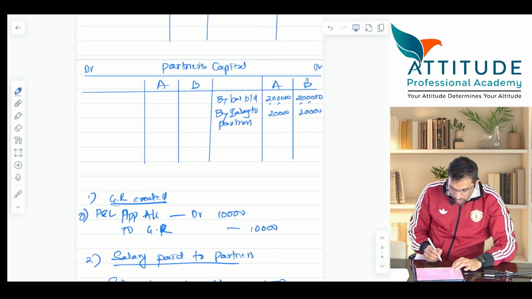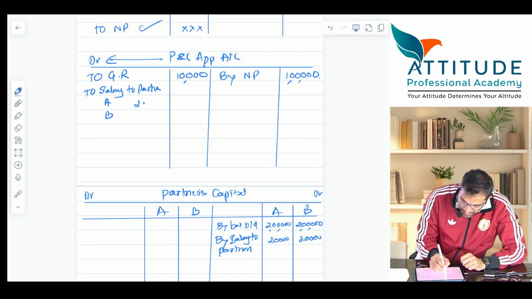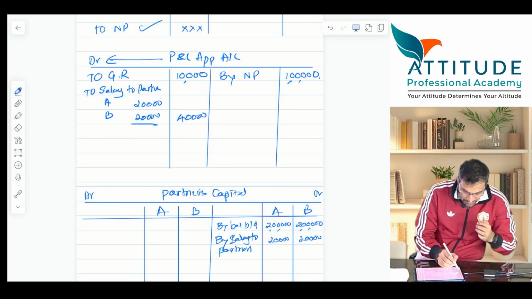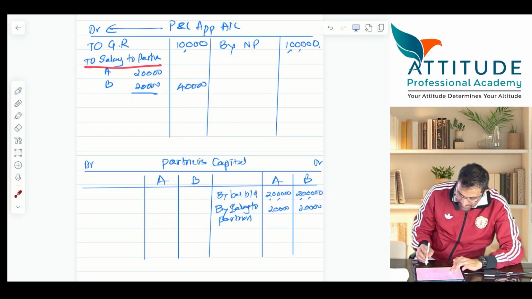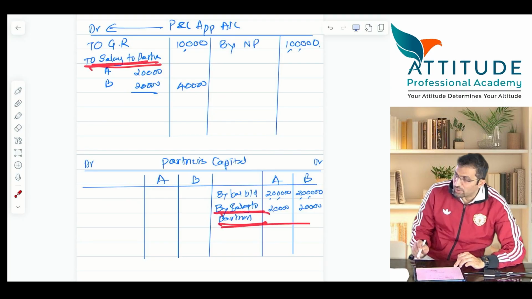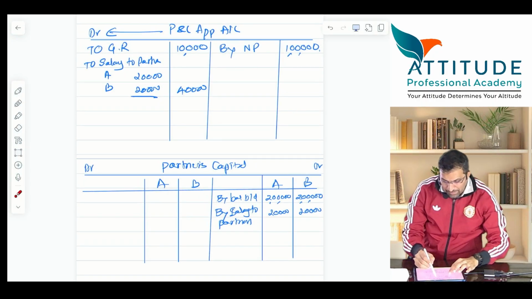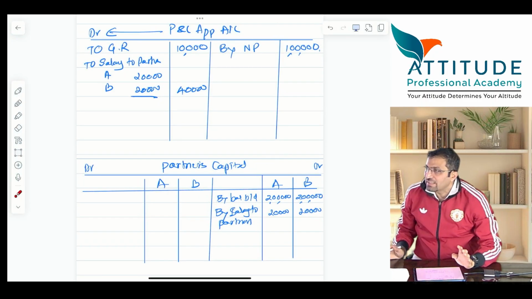Now come down to P&L appropriation. To salary to partners. A, B, A 20,000. B how much? 20,000. Outer column. Now have a look at it. To salary to partners, by salary to partners. To salary to partners, by salary to partners. Salary to partners account gets closed. Is there a connection between P&L appropriation and partners capital? है.